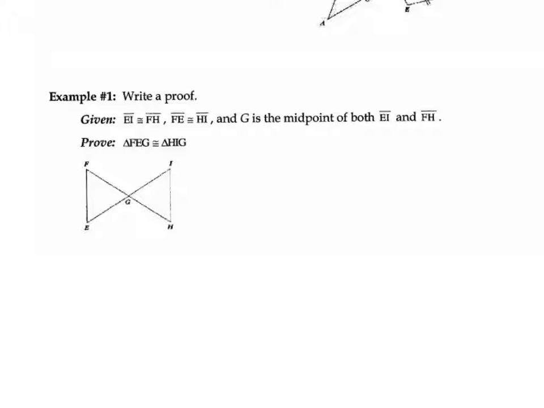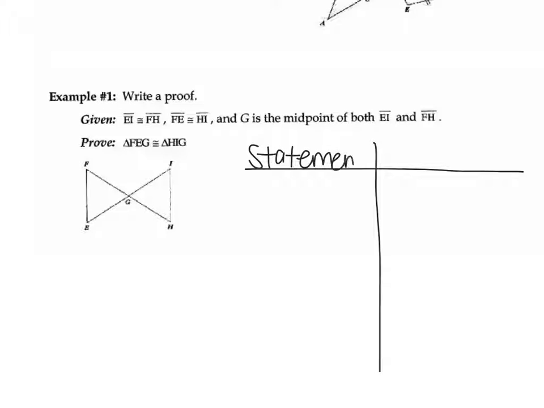So in this first example, we're given EI is congruent to FH, FE is congruent to HI, and G is the midpoint of both EI and FH. We want to prove the triangles FEG and HIG are congruent. Let's go ahead and set up our columns. We have statements and reasons. So we have a lot of given information.